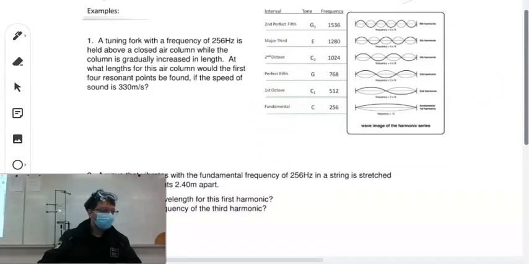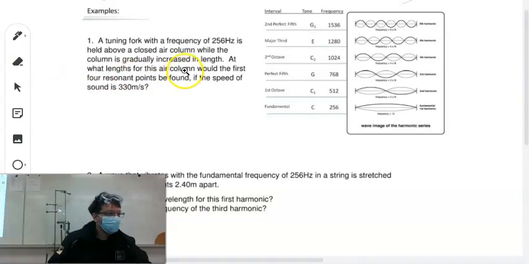So in our first problem, and this is on the back of your page, we have a tuning fork with a frequency of 256 hertz held above a closed air column while the column is gradually increased in length. At what lengths for this air column would the first 4 resonant points be found, given the speed of sound?